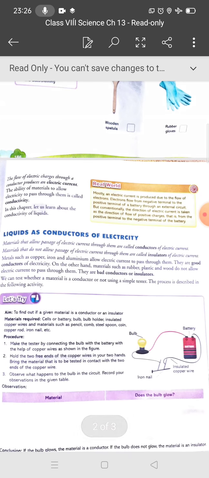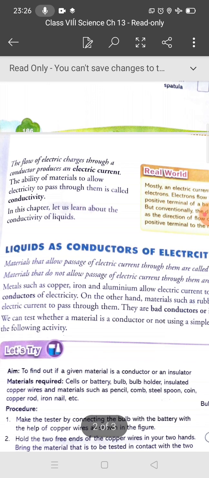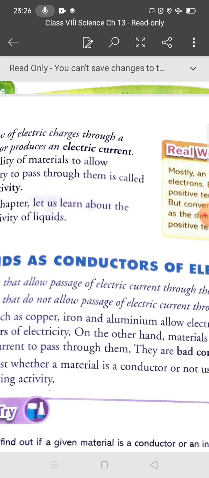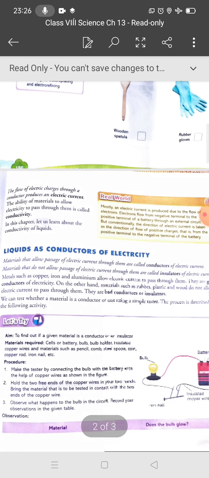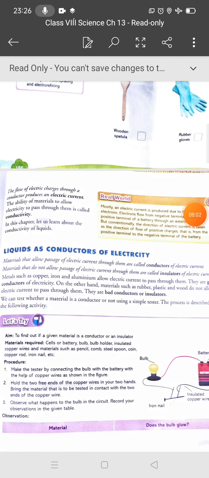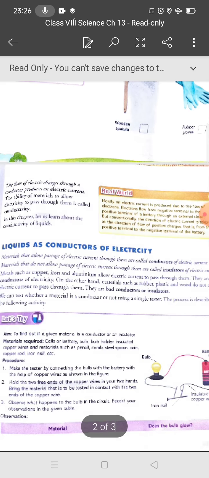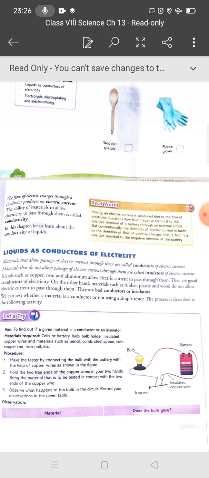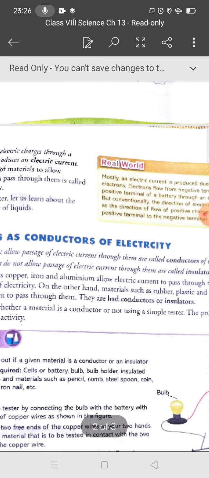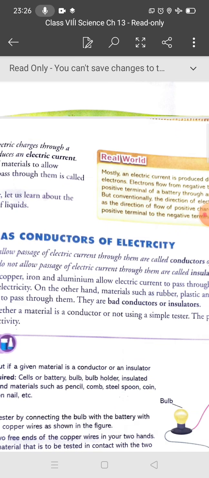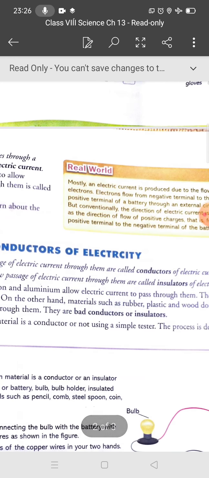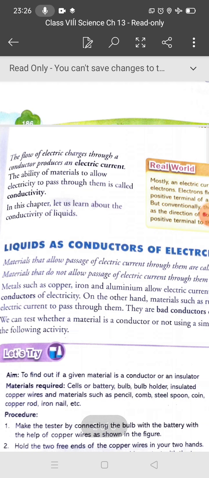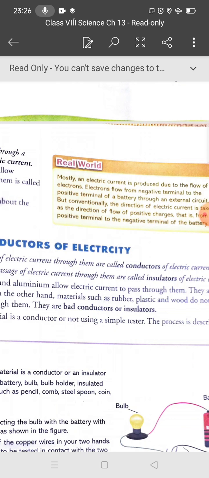What is conductivity? The ability of a material to allow electricity to pass through it is called conductivity. So what are electrons, students? Electrons are the negatively charged particles. Now, students, liquids as conductors of electricity. What are conductors of electric current? The materials that allow the passage of electric current through them are called conductors of electric current, and the materials that do not allow the passage of electric current through them are called insulators or poor conductors of electricity.